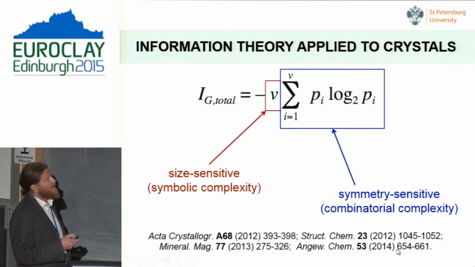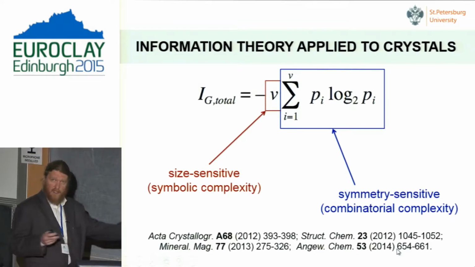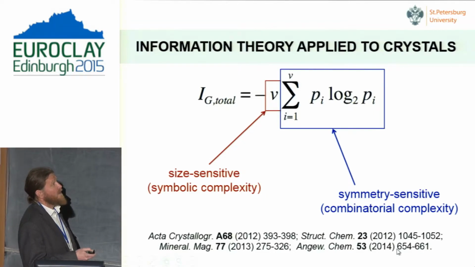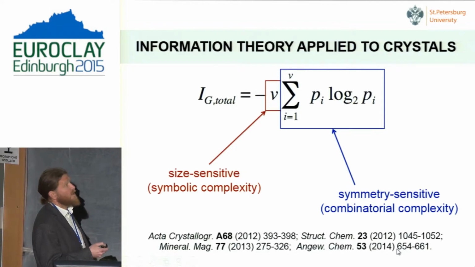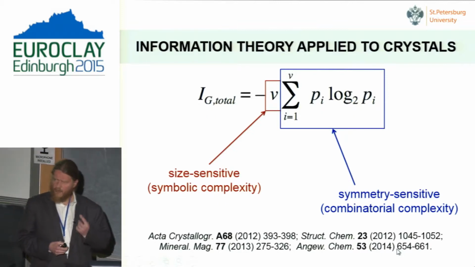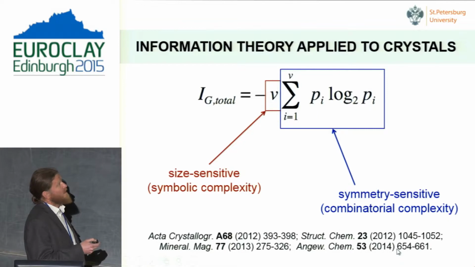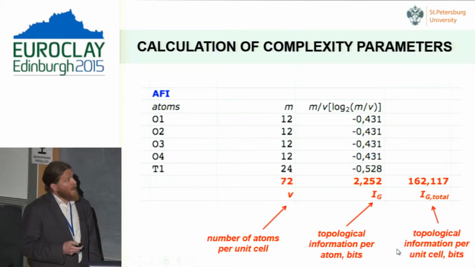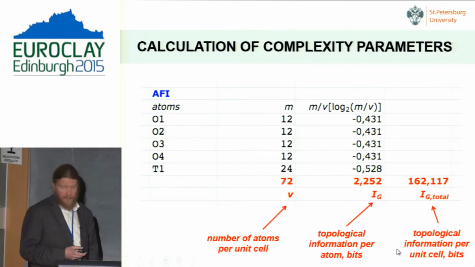If you consider this equation, this part is sensitive to the size of the system, the size of the unit cell, and this one is sensitive to the symmetry. This part reflects symbolic symmetry, and this part reflects combinatorial complexity. So in one single number, we now have a combination of both symbolic and combinatorial complexity, and you can calculate these complexity parameters very easily just by hand.